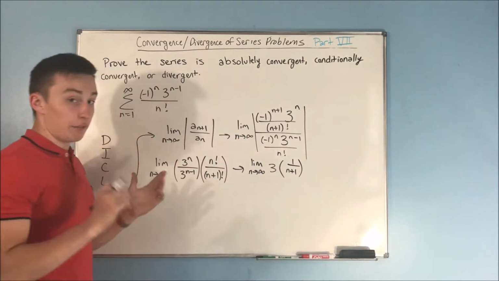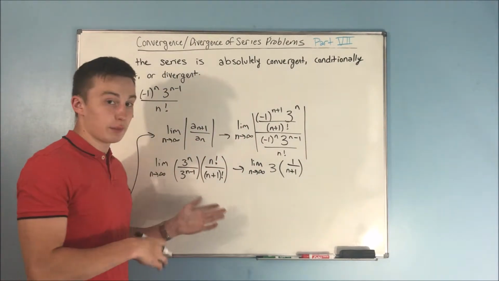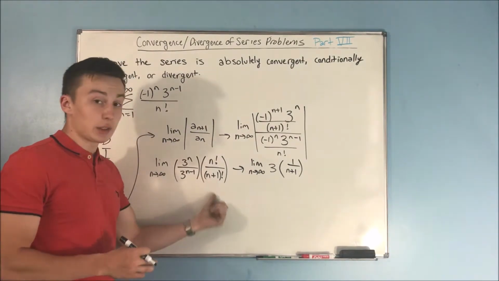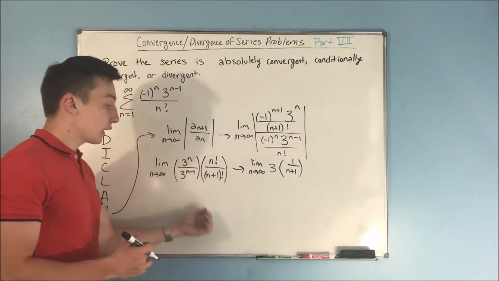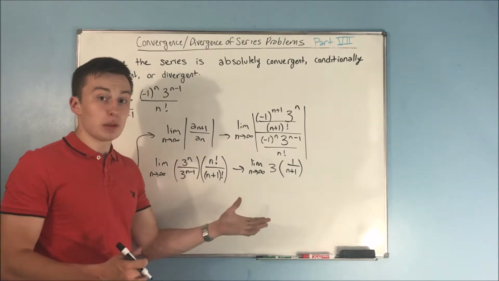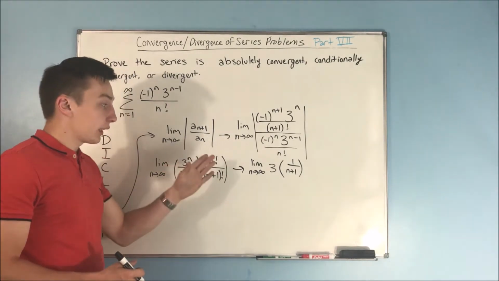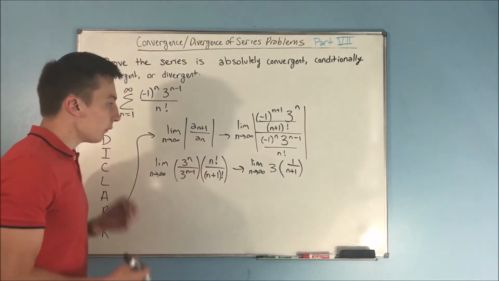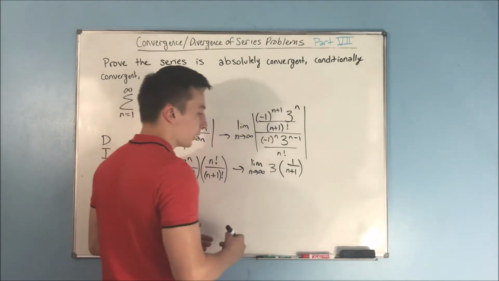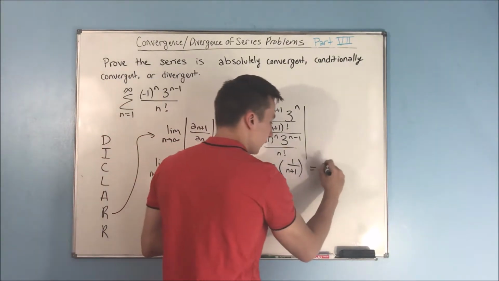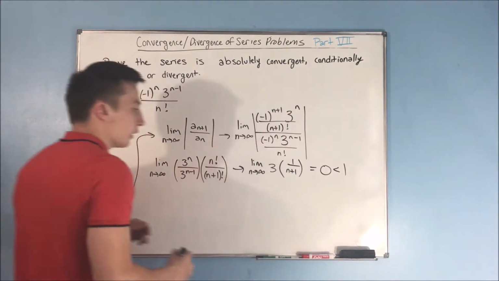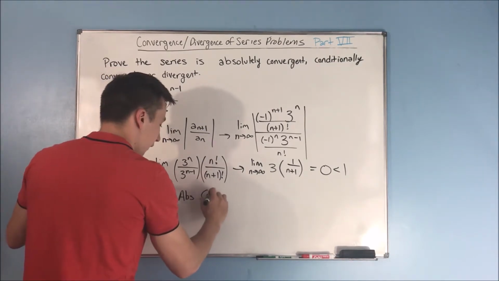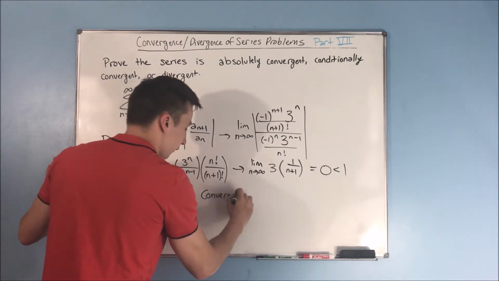And if you're new to this video and you haven't watched the previous ones, this n plus 1 factorial gets broken apart into n factorial and just n plus 1, and the n factorials cancel out, and you're left with that n plus 1 in the denominator. So of course, the limit as n approaches infinity of this is going to equal 0, less than 1, so that means that this is going to be absolutely convergent by the ratio test.